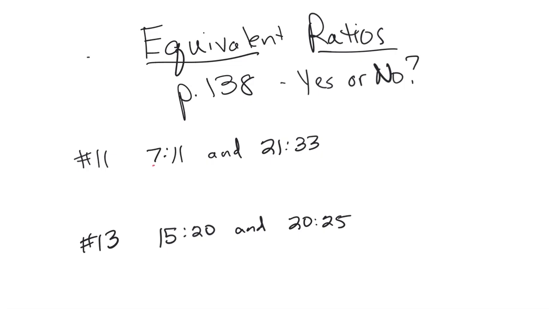It's the ratio of 7 to 11 and 21 to 33. Well, you can't simplify 7 to 11. 21 to 33, you can divide both of these numbers by 3. And so we get 7 and 11. So you can see that they are the same. So you'd write yes.